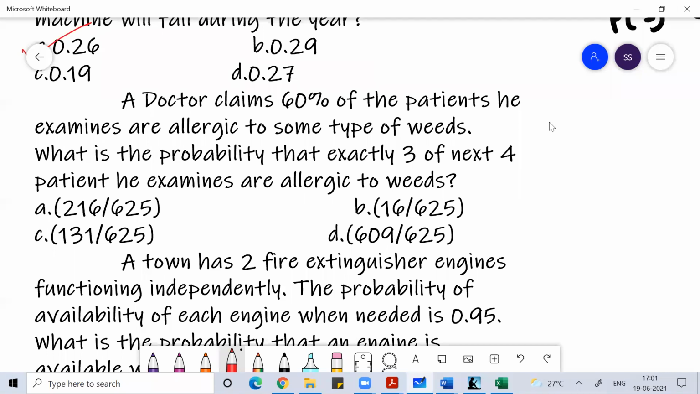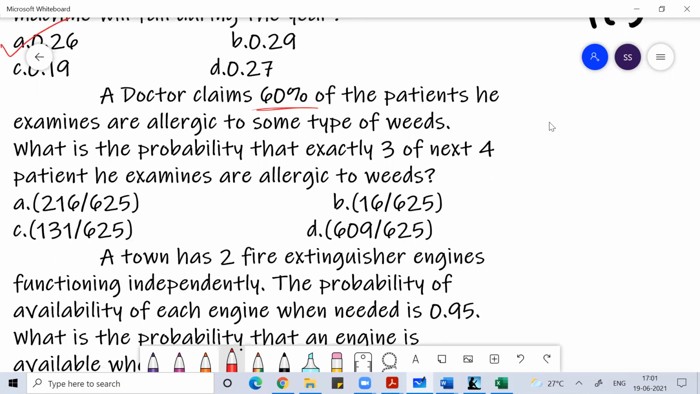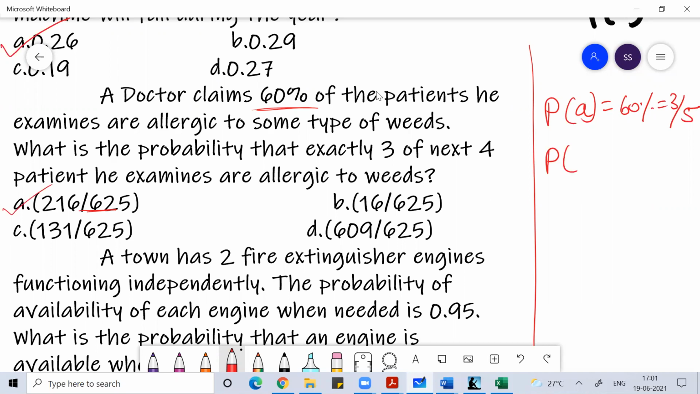So if you see this next question, a doctor claims that 60% of the patients he examines are allergic to some kind of weed. I believe the answer is A, I'm not very sure. So 60% of patients are allergic to weed. I can write that as 3 by 5. And how many are not allergic? The probability of not allergic would be 1 minus 3 by 5, that would be 2 by 5.